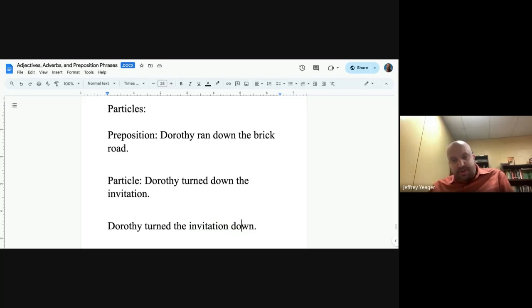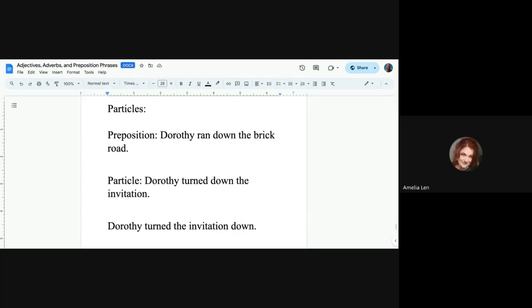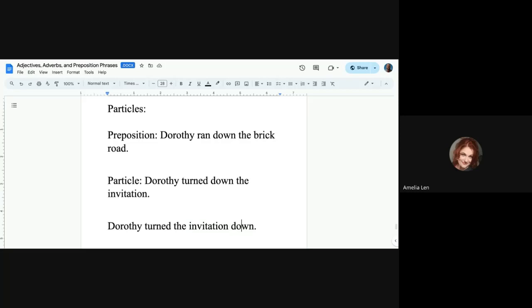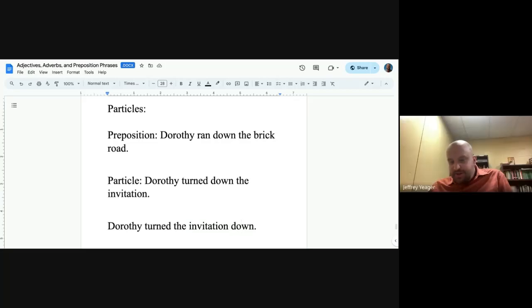Amelia, I don't know if you have your book handy. You got your book handy? Yes, I do. Look on page 126. 126. Okay. So let's have you do some practice.